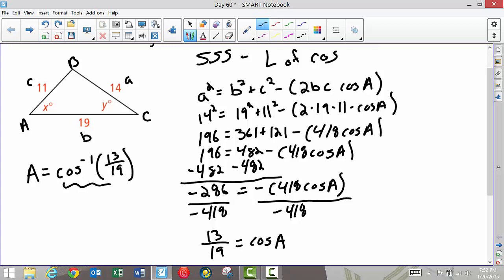And I have to use my calculator. So I know that A is going to be 46.8. So A is 47 degrees because we round angles to the nearest degree. So I know that X is 47 degrees.